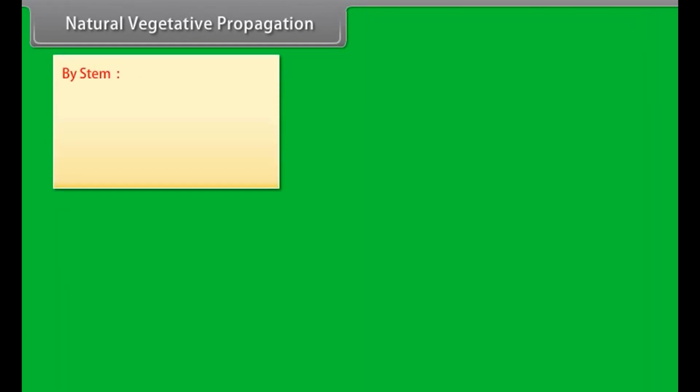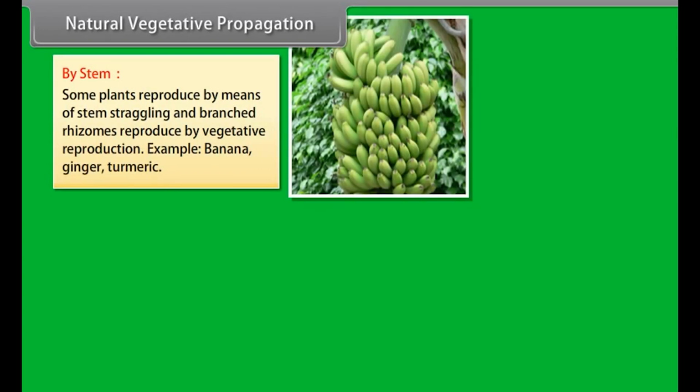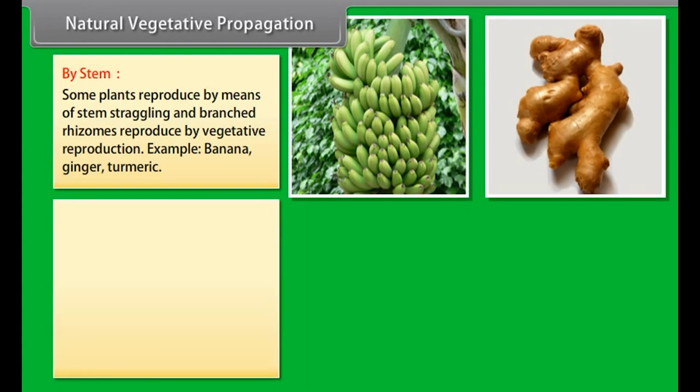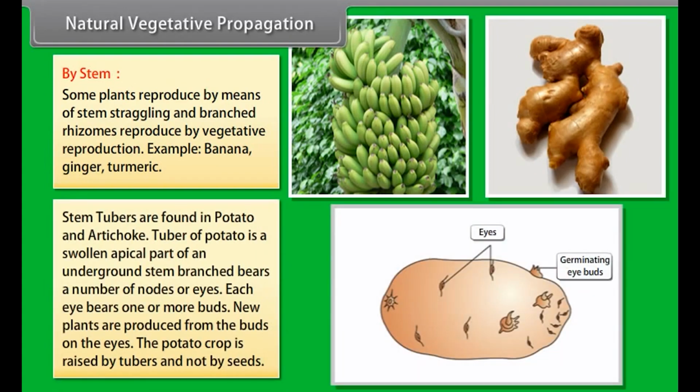By stem. Some plants reproduce by means of stem straggling, and branched rhizomes reproduce by vegetative reproduction. Example, banana, ginger, turmeric. Stem tubers are found in potato and artichoke. Tuber of potato is a swollen apical part of an underground stem branched, bears a number of nodes or eyes.